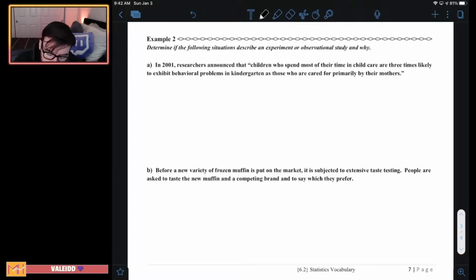Continuing on. Determine if the following situation describes an experiment or observation. Go back up to the definitions if you need to. What was an experiment? What is an observation? Experiment is when you impose a treatment. Observation is when you just, well, sit back and observe. In 2001, researchers announced that children who spend most of their time in childcare are 3 times as likely to exhibit behavioral problems in kindergarten as those who are cared for primarily by their mothers. When I read that, I don't know about you, but I just sit back and go, oh, well, the kid just lived their life, and researchers just sort of observed what happened to those students.